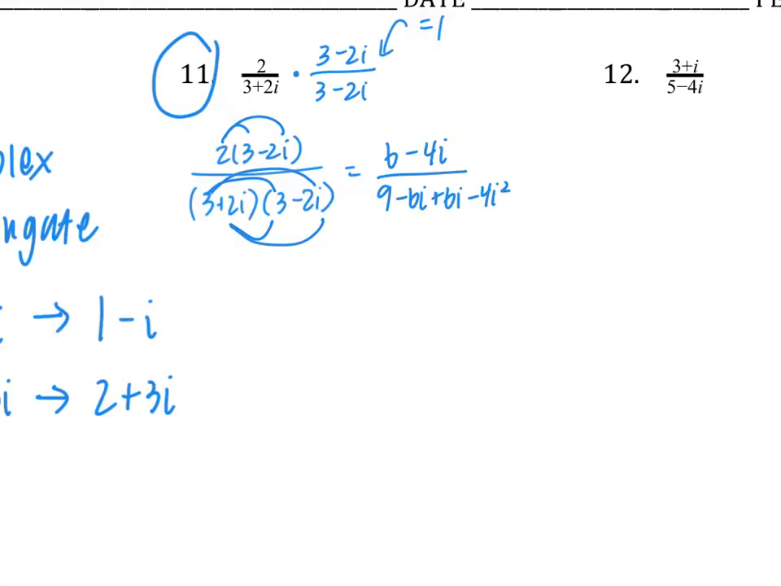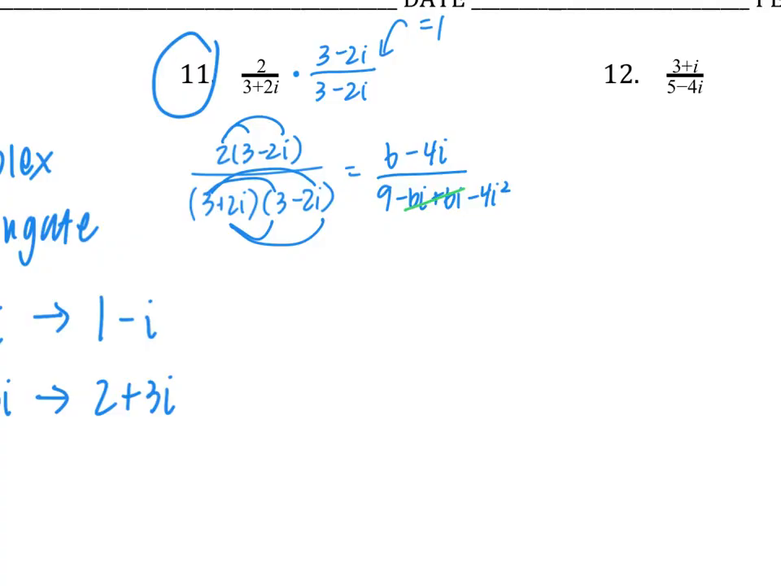The nice thing about this is when I'm looking at this denominator, the 6i and the negative 6i are going to cancel each other out. So that's the term that would have had an i in it. And that's the reason why we use a conjugate, because when we use the conjugate, that middle term is going to cancel out.